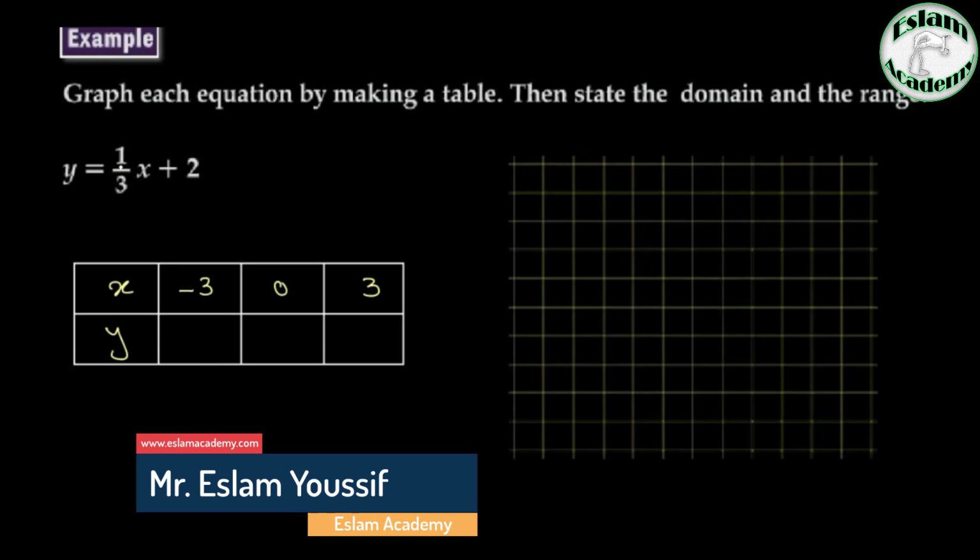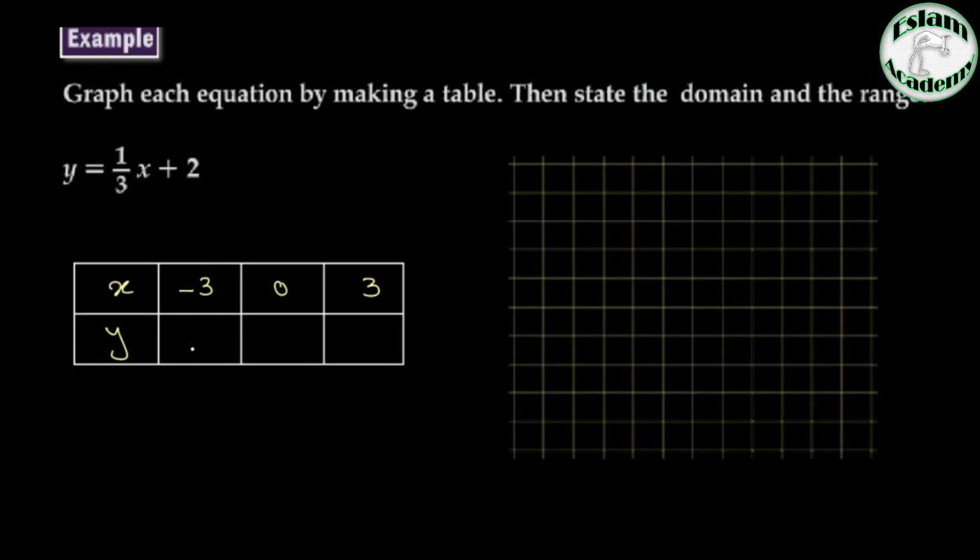Then by substitution, we have 1 over 3 times negative 3 equals negative 1, plus 2 equals 1. 1 over 3 times 0 equals 0, plus 2 equals 2. 1 over 3 times 3 equals 1, plus 2 equals 3. So the points are (-3, 1), (0, 2), (3, 3). So we can graph the line.